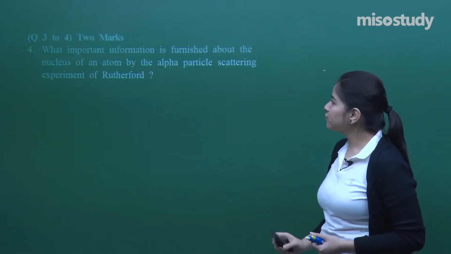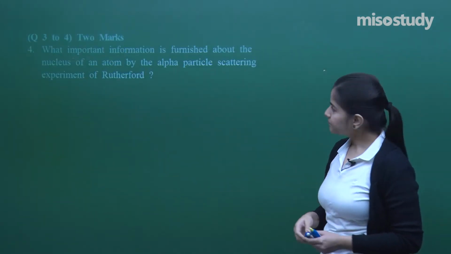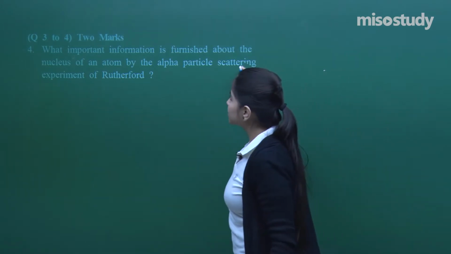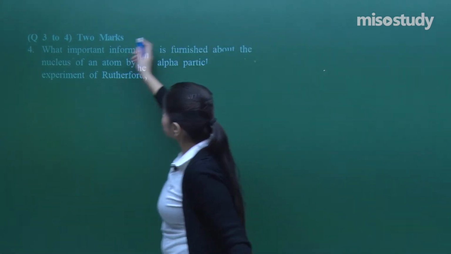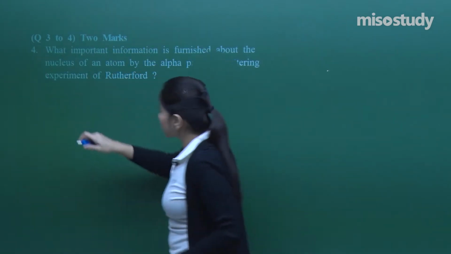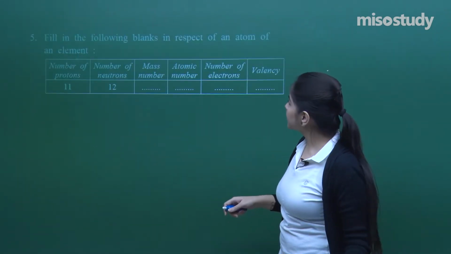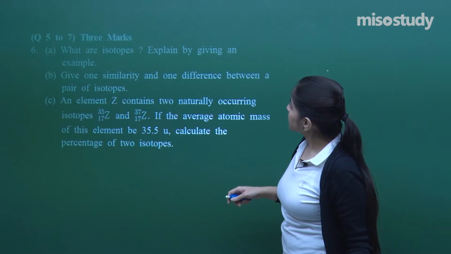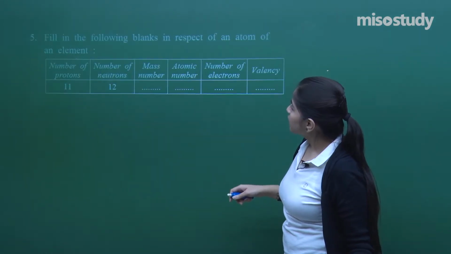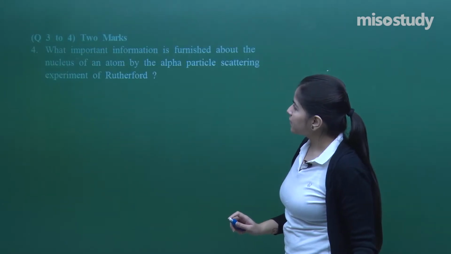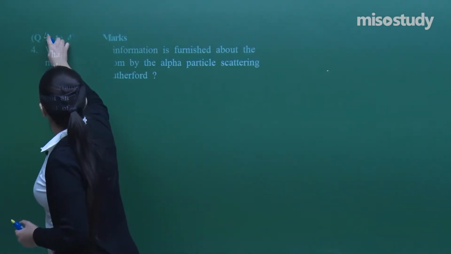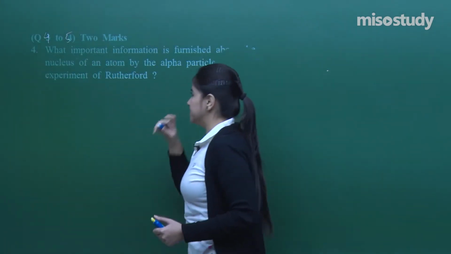Now question number 4. Now comes the 2 mark questions. Let me just check, question number 5 as well. So question numbers 4 and 5 will be 2 mark questions. Just make a correction over here, 4 and 5.